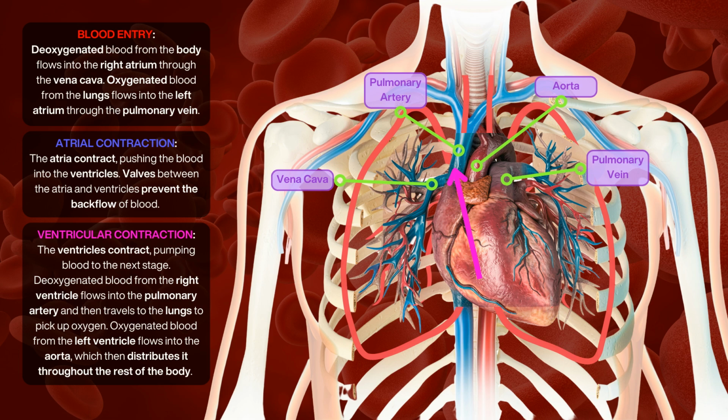Deoxygenated blood from the right ventricle flows into the pulmonary artery and then travels to the lungs to pick up oxygen. Oxygenated blood from the left ventricle flows into the aorta, which then distributes it throughout the rest of the body.